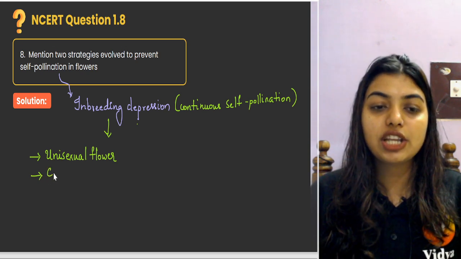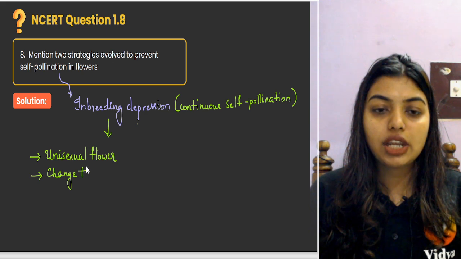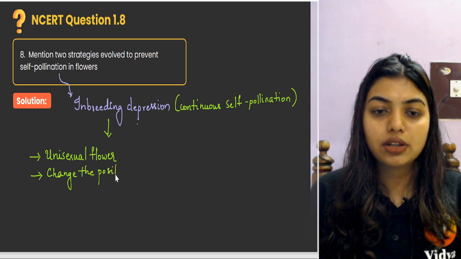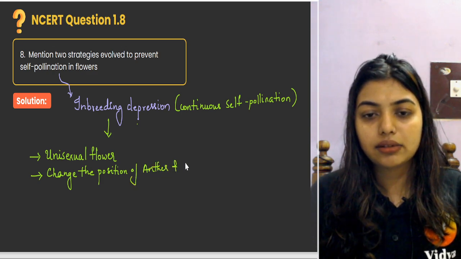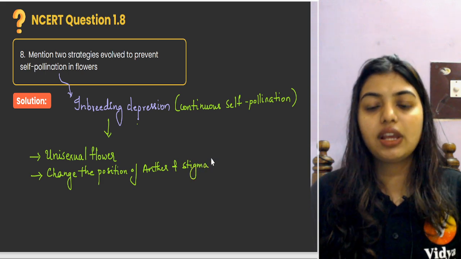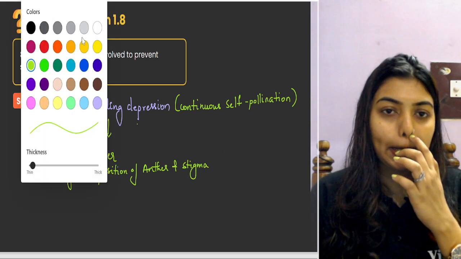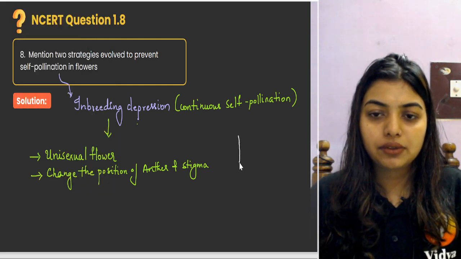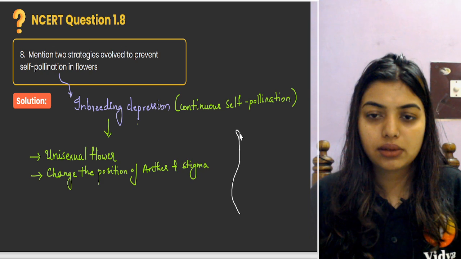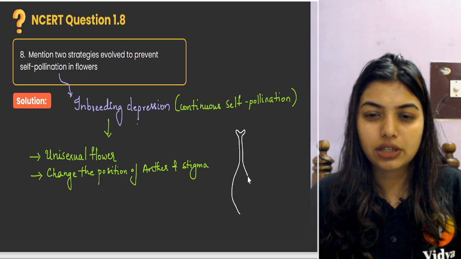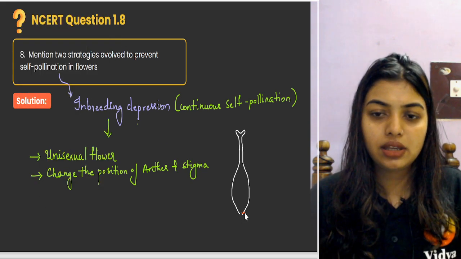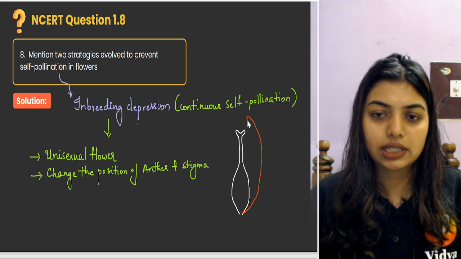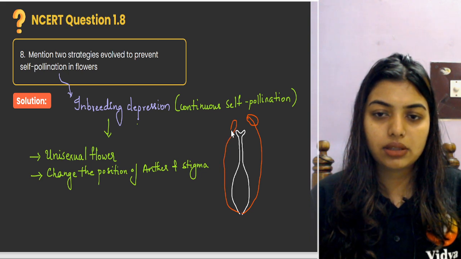Second thing that they do is they will change the position of anther and stigma. Now change the position means what? First condition, this is your stigma. Got it? Stigma, style, ovary. Okay, stigma, style, ovary. In the first situation, your anther was like this. This is how normally anther will be, students. It will be a little above the stigma. Okay, this is how it was.